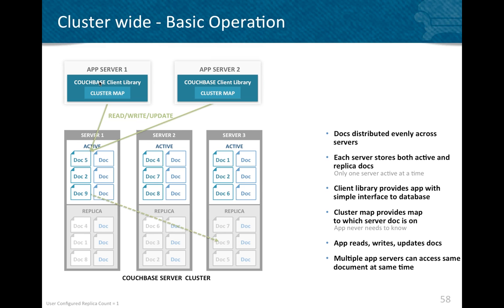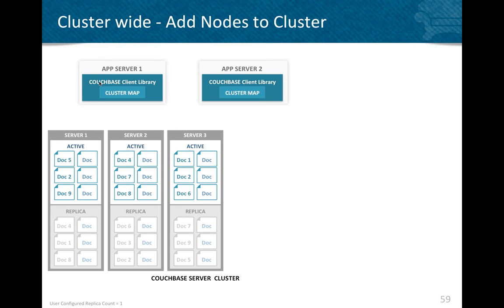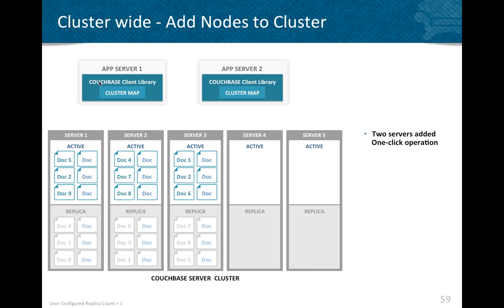And so there are no additional hops needed to access data. Now let's see how it works with adding nodes and how the rebalance operation works.